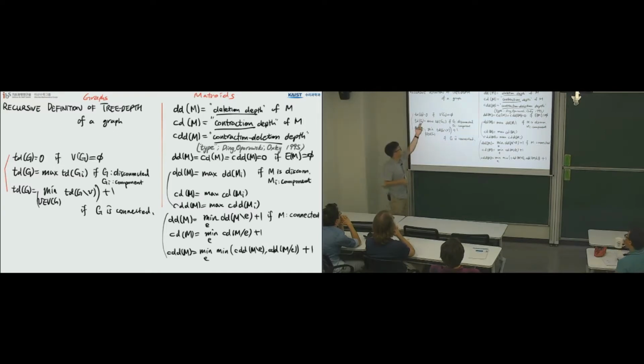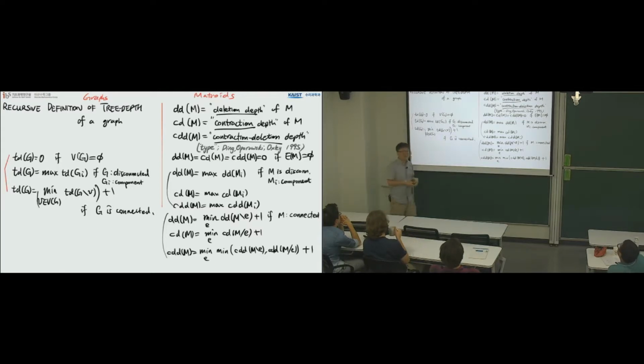And tree depth is: if the graph is disconnected, then the tree depth is the maximum of the tree depth of the components. If the graph is connected, then you delete one vertex and hope for the smallest number, and you add 1. So that's another way of defining tree depth.